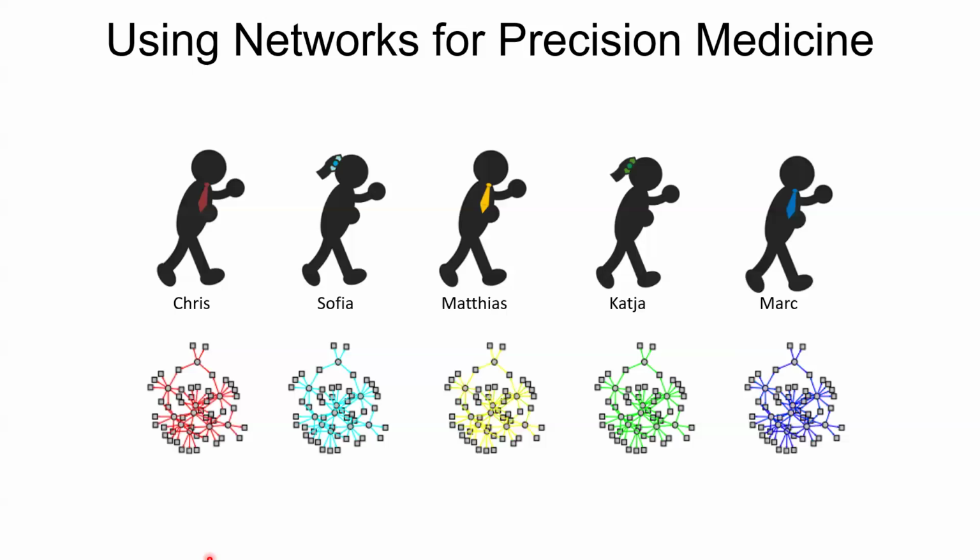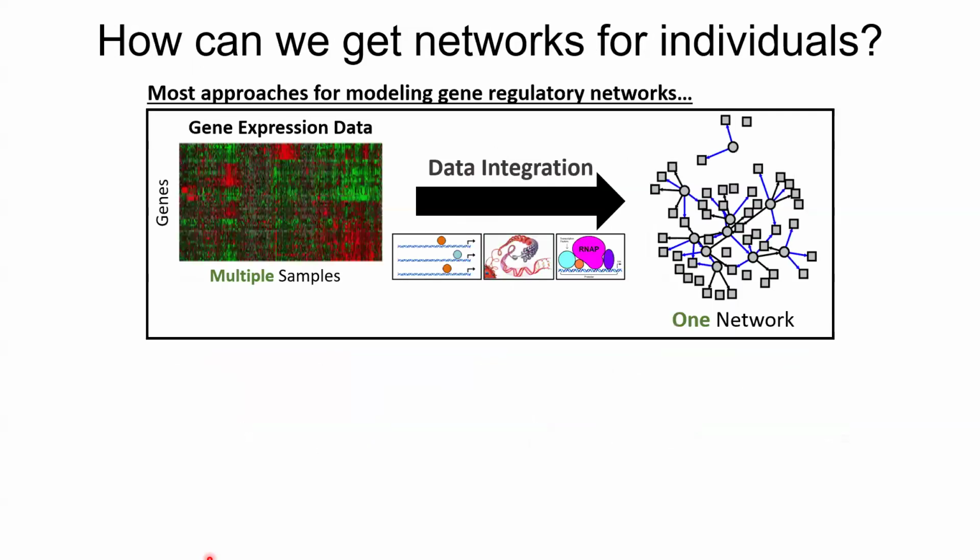So how can we get gene regulatory networks for individual people, especially when these networks are commonly built using gene expression data? So most approaches for modeling gene regulatory networks follow the same basic principle. Almost every single approach I mentioned earlier follows this method. You take something like gene expression data, where you have genes measured across multiple samples. You may or may not integrate that with other types of omic data, such as transcription factor binding data or epigenetic data. And this gives you one network for an entire population.